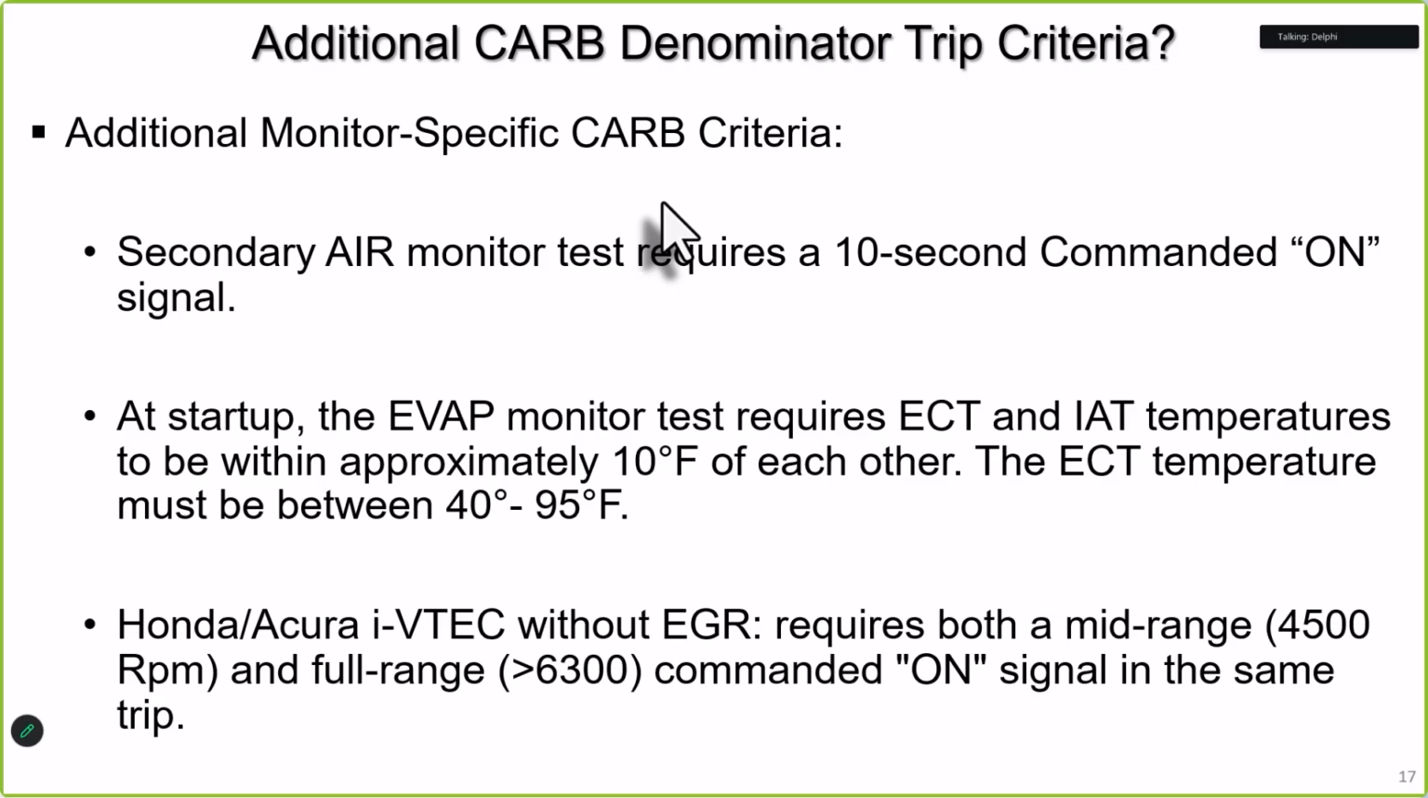Look at evap. First thing in the morning, IAT and ECT are within 10 degrees of each other, between 40 and 95. Start it up 10 more times in a day, it's nowhere near that window. So the carb will only charge them with one trip first thing in the morning.